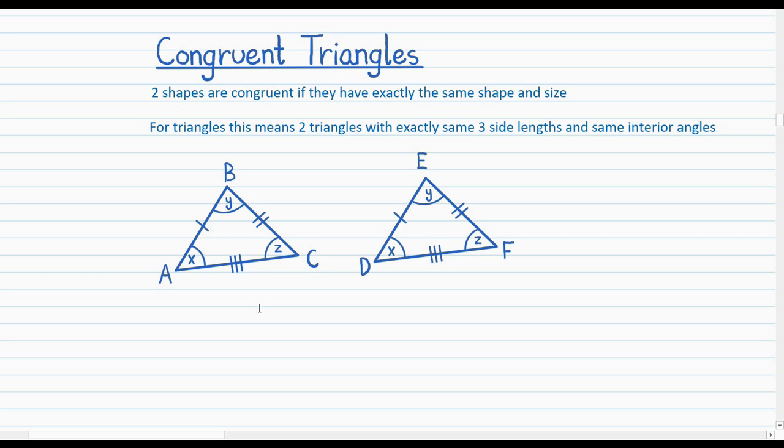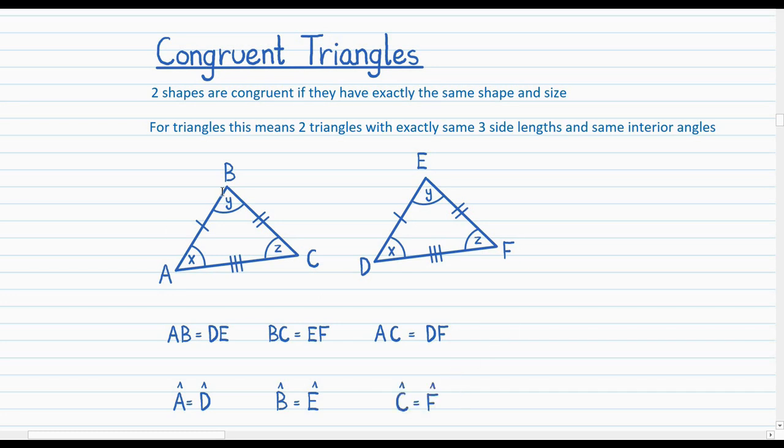So just to write this all down, we would say that AB is equal to DE, meaning the length of AB is equal to the length of DE, and BC is equal to EF, and lastly AC is equal to DF. So all three sides have the same lengths, and then as we can see, all three angles are also equal. So A hat is equal to D hat, and B hat is equal to E hat, and lastly C hat is equal to F hat.